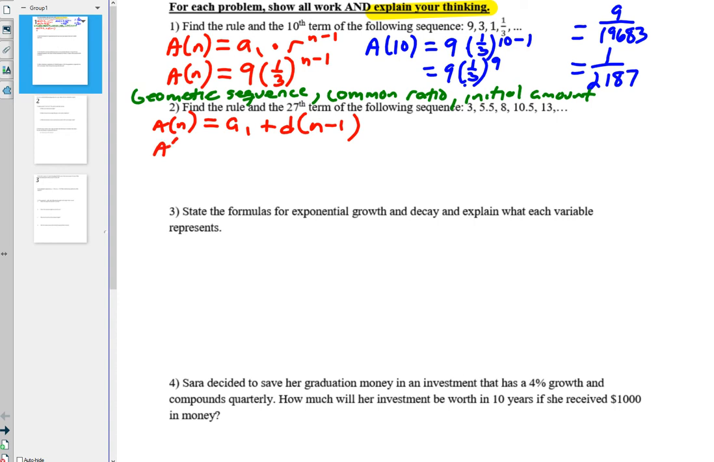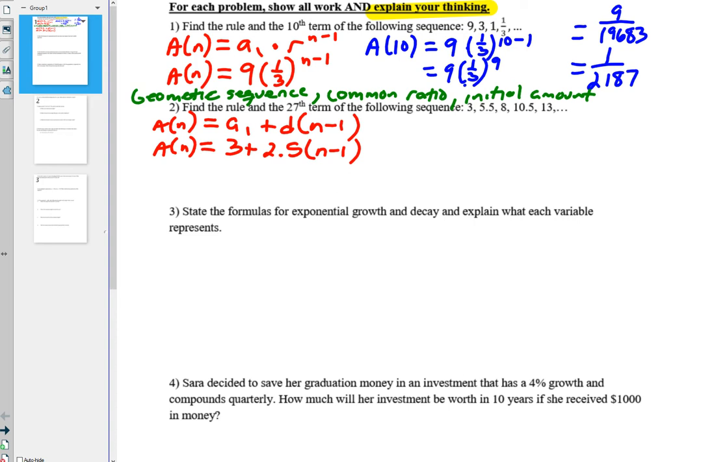So any amount is equal to, what's the first amount here? Come on, use your words. Thank you, Marquise. 3 plus the common difference, which is 2.5, times n minus 1. If you leave it like that, that's fine. But when it comes to arithmetic, actually the geometric sequences a lot of times can be simplified also, but you don't see it done as often.